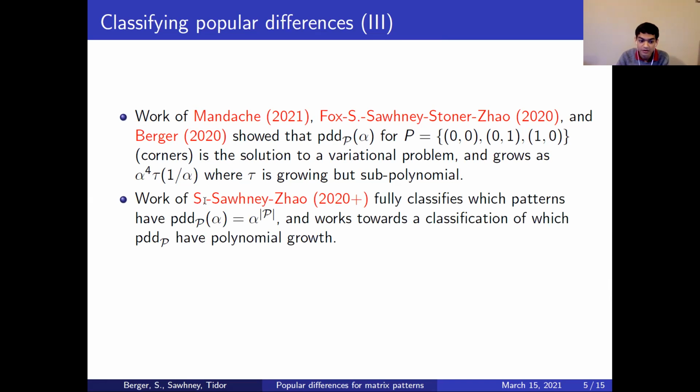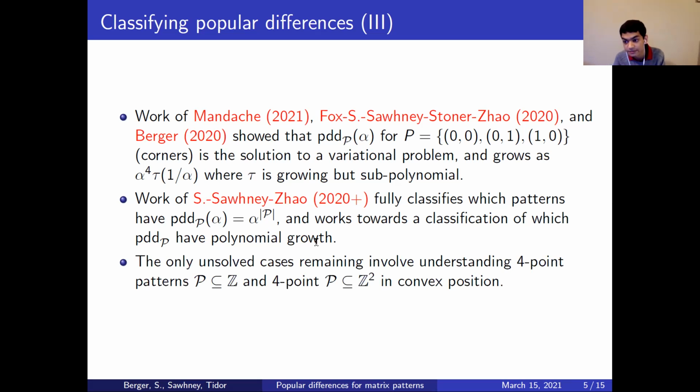And going further, work of myself, Sani, and Zhao more recently actually fully classifies which patterns of affine dimension 1, so the patterns that we're looking at so far, which ones have this precise equality, which ones actually satisfy a popular difference in the quasi-random sense. As it turns out, all patterns of size at least 5 are super polynomially bad. And furthermore, we work towards a classification of which such popular difference densities have polynomial growth, although there are still a few outstanding questions.